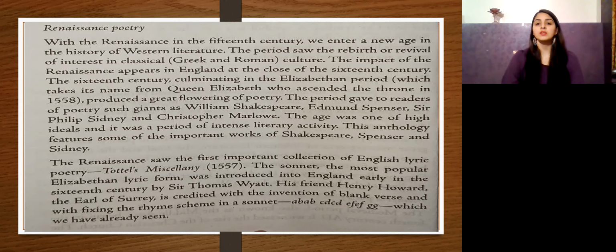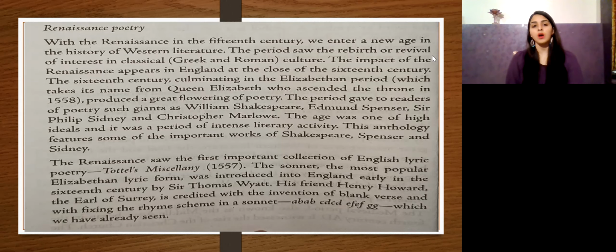The Renaissance saw the first important collection of English lyric poetry, such as Tottel's Miscellany, then the sonnet, the most popular Elizabethan lyric form. It was favored by Queen Elizabeth, who was very fond of sonnets, and a sonnet is a 14-line small poem or song, you can say. We will be doing a topic on the sonnet again later on. It was introduced into England early in the 16th century by Sir Thomas Wyatt. His friend Henry Howard, the Earl of Surrey, is credited with the invention of blank verse and with fixing the rhyme scheme in a sonnet.